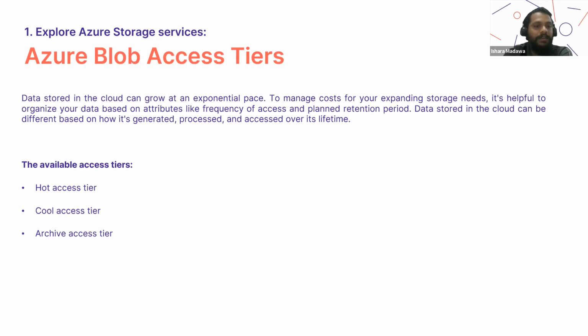The hot tier is an online tier optimized for storing data that is accessed and modified frequently. In this tier, the hot tier has the highest storage cost but the lowest access cost. For example, this is suitable for images on your website.